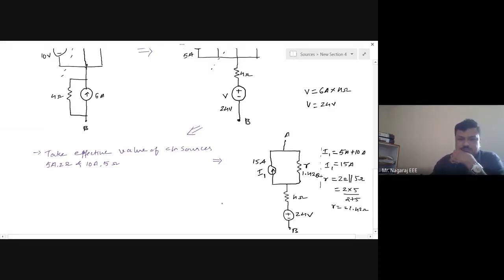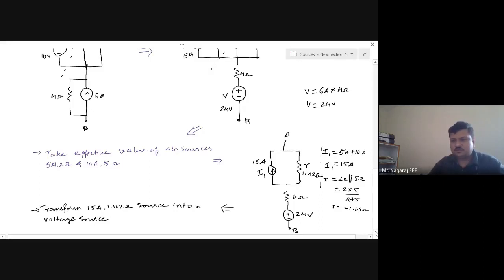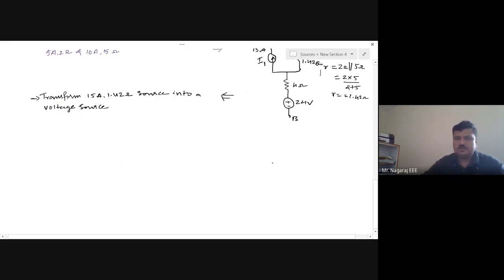Okay, so here I can convert or transform the 15 amps 1.42 ohms source into a voltage source.